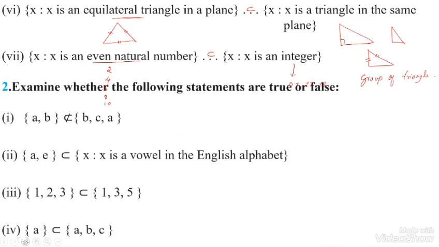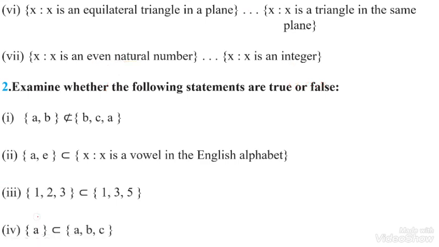Question number 2. Okay. Question number 2. Examine whether the following statements are true or false. Okay. We have to check whether the statements are true or false. Now, they have given two sets. The set containing the elements A, B. Here the set containing B, C, A.